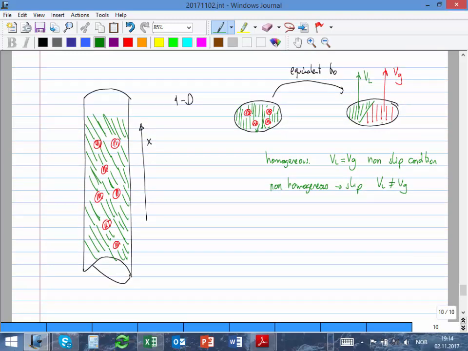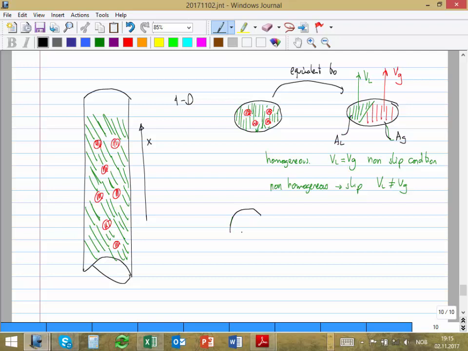So let's see, I want to calculate the area of each phase for both cases, this cross-section area. If I see it from the front, I will have something like this, and here I have an area of the gas, and here I have an area of the liquid. So I want to find really these areas. So how to do it?